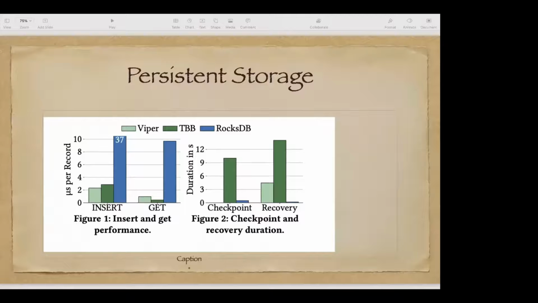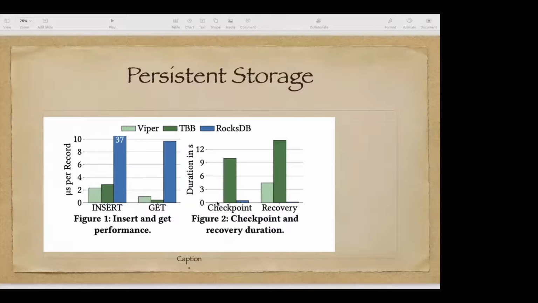For checkpoint and recovery benchmarking, they stored 200 million 50 byte records, that is 10 GB of raw data, in three different storage instances. Again they use the TBB concurrent hash map, Viper, and RocksDB. For TBB, checkpointing is done by serializing the records as byte arrays and storing them on SSD.